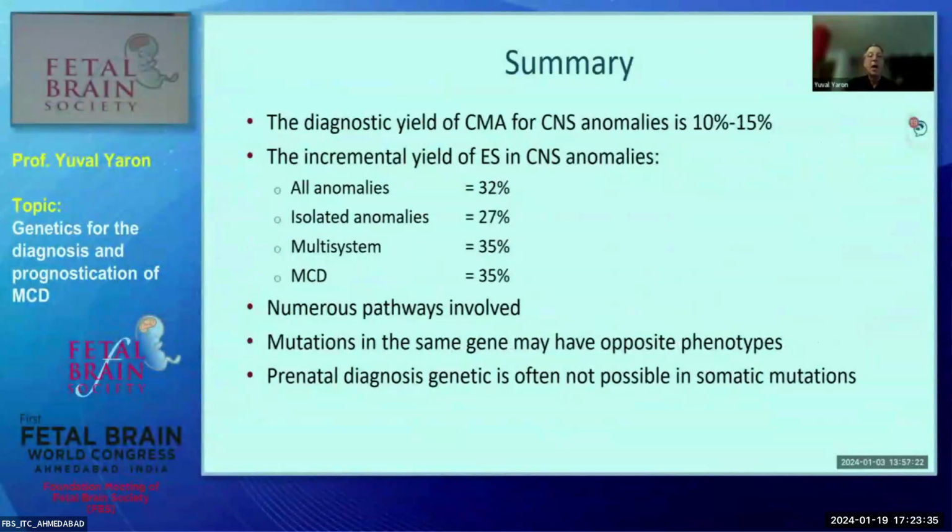So to sum up, regarding malformation of cortical development, the diagnostic yield of chromosomal microarray is quite low, 10 to 15%. The incremental yield of exome sequencing in CNS abnormality is high. It's about a third of the cases, and in the malformation of cortical development, it's about 35%. It's important to recognize that there are numerous pathways involved, and that mutations in the same gene can have opposite phenotypes depending on whether it's an activating or an inactivating mutation. And then prenatal diagnosis is often not possible for somatic mutations.